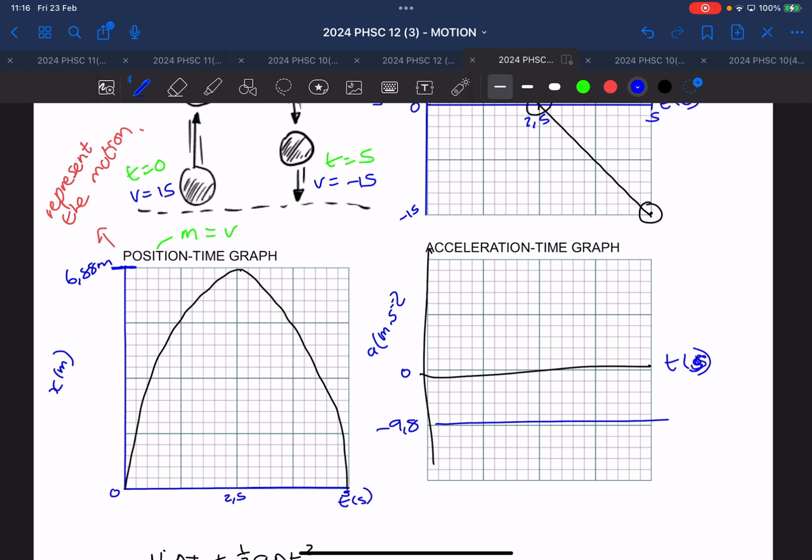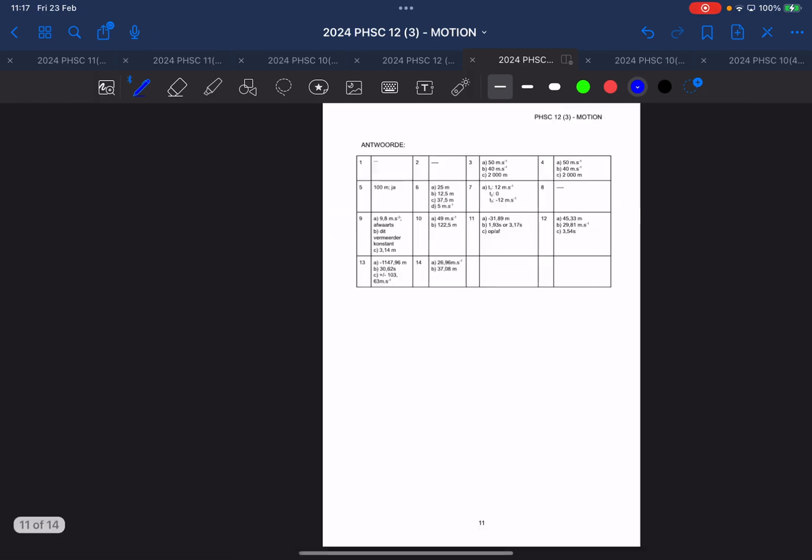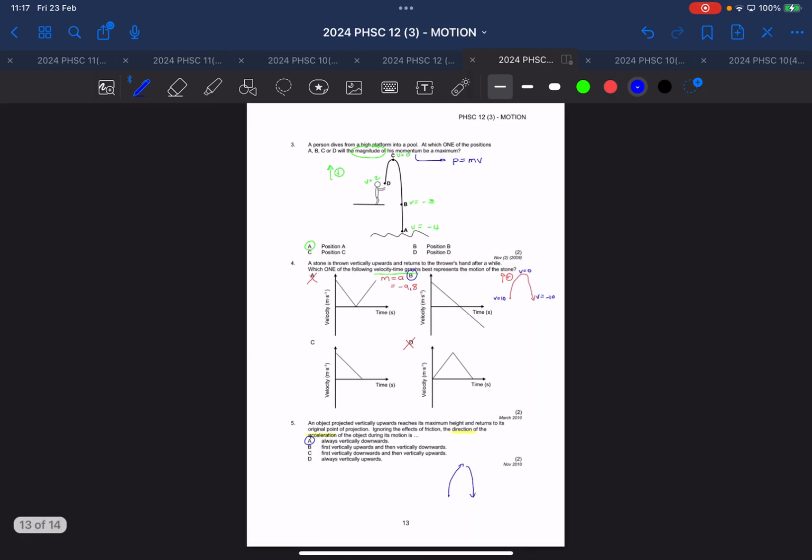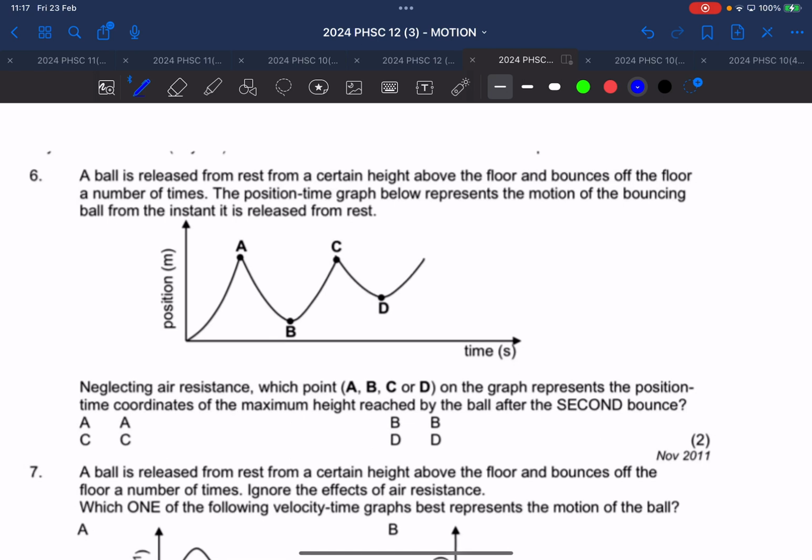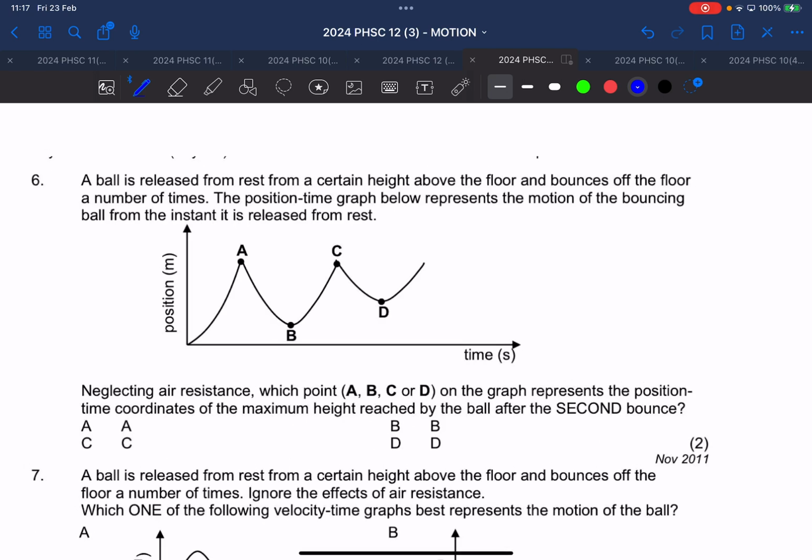Okay, quickly go to that multiple choice that I skipped, because they are the most difficult ones. It says, a ball is released from rest from a certain height above the floor and bounces off the floor a number of times. So we have this, you get the idea. The position versus time graph below represents the motion of the bouncing ball from the instant it is released from rest.